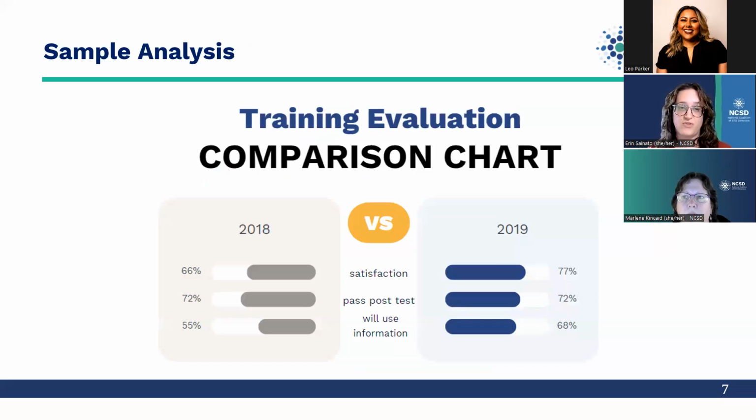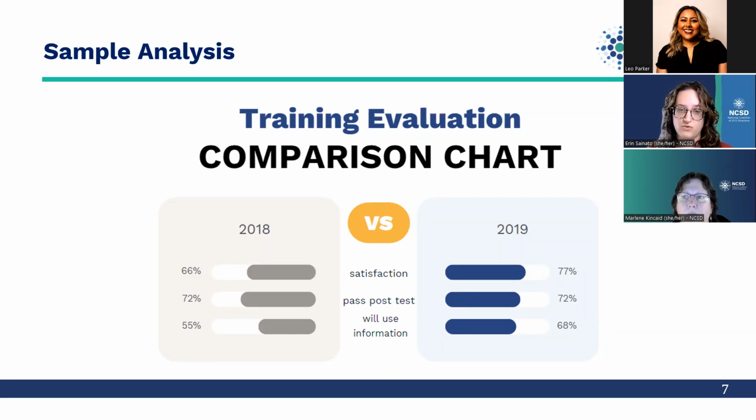And then this is just some sample analysis. So I came up with a hypothetical training that was offered in 2018. We've decided that we're going to retool this training and offer it again in 2019. So what we were able to do in this hypothetical training was pull the previous surveys that were taken from the training when we initially offered it in 2018. And then we run the training and we pull satisfaction surveys again in 2019.